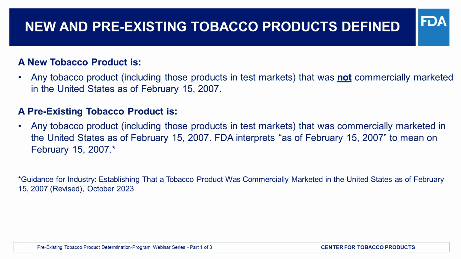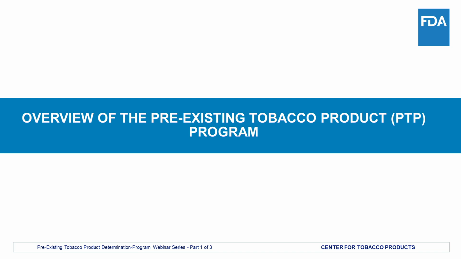If your tobacco product had been commercially marketed in the United States before February 15, 2007, but was not commercially marketed on that date, it is not a pre-existing product and may not be commercially marketed unless you comply with the pre-market authorization requirements under the FD&C Act. First, an overview of the Pre-Existing Tobacco Products Program.